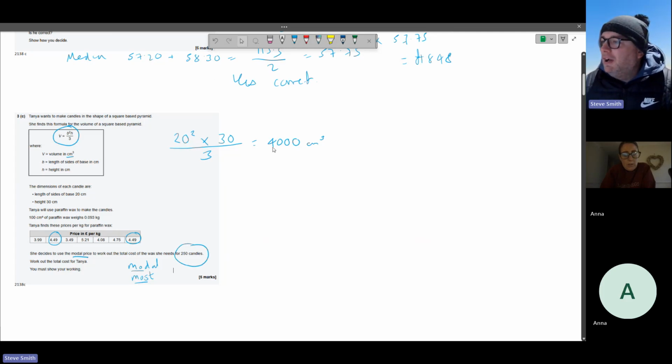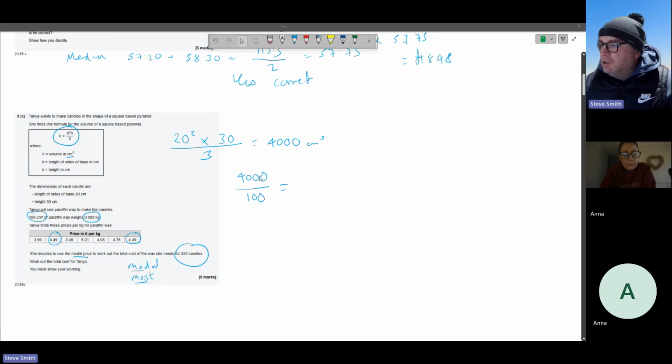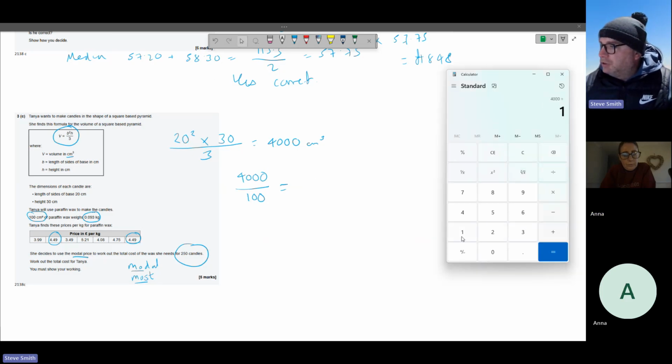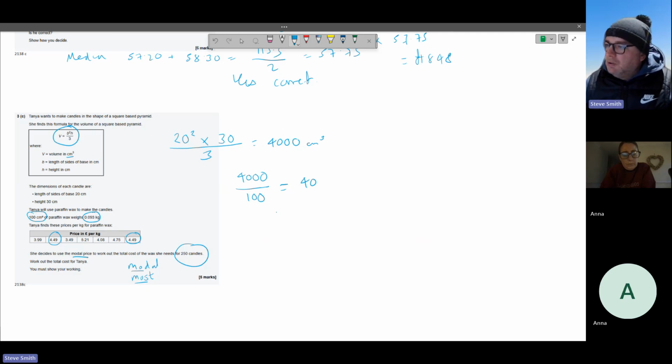Okay, so we're going to divide this number here because we need to find out how much wax we need. So we're going to do 4,000 divided by 100. And again, we don't need to use a calculator because we could just take 2 zeros off the end, but it's safe just to do it like that. Equals 40. So we know that we need 40 of these because that number fits into our candle 40 times. So we've got 40 lots of the wax that we need.